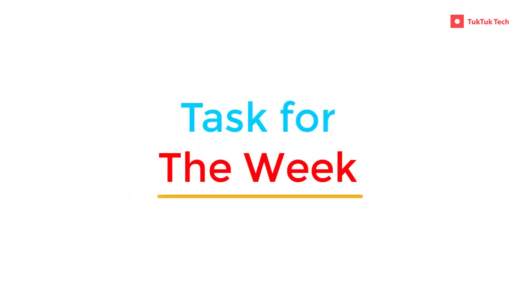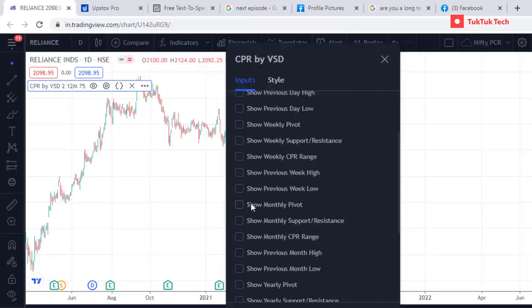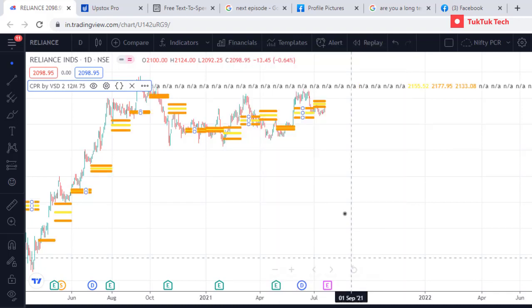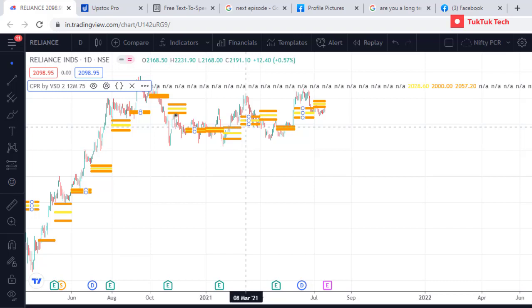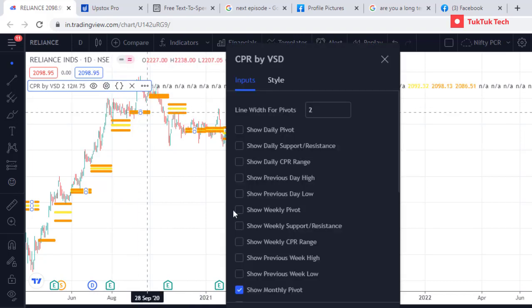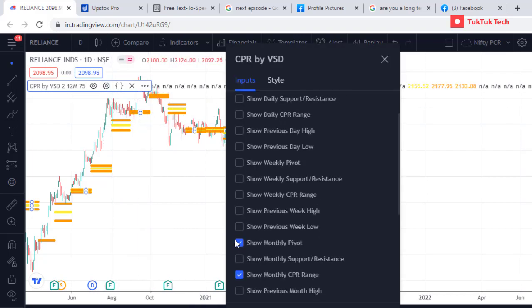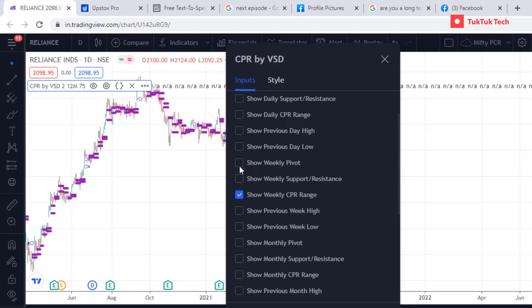Task for the week. Add yearly CPR indicator in the stock chart and check how the stocks are reacting to the central pivot range in weekly, monthly, and yearly time frames.